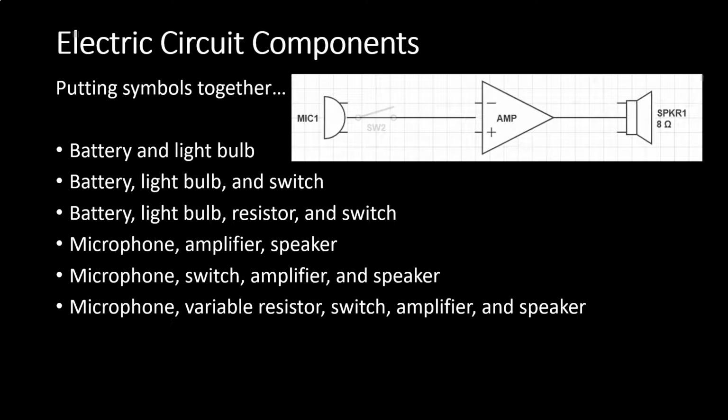If we want to add a switch to this circuit, we could turn the microphone off with the switch, and then we can also add a variable resistor to the input of the amplifier, and by changing the resistance, you're going to change the current flow from the microphone to the amp, therefore changing the volume of the output. These are basic diagrams just to kind of give you an idea of what you might be looking at in future classes in the program.